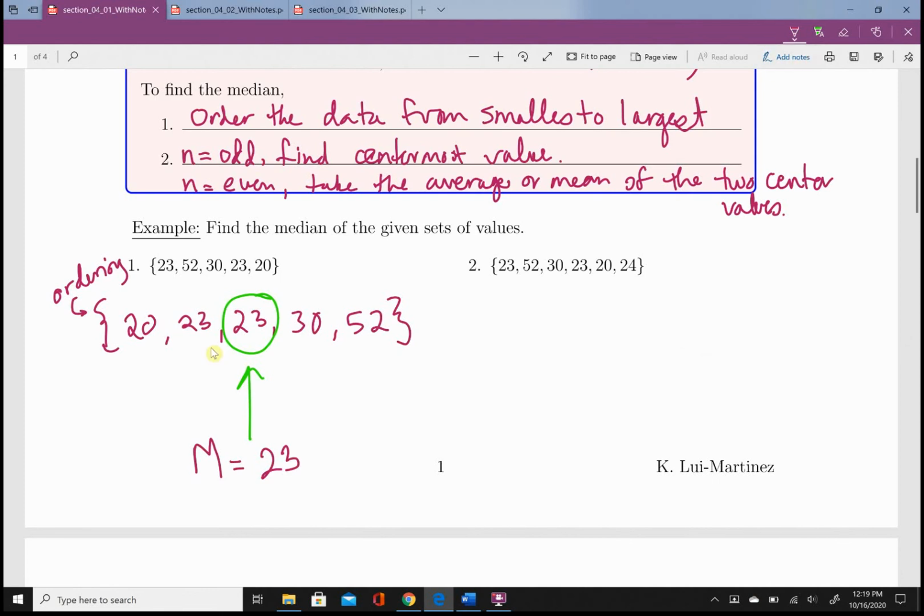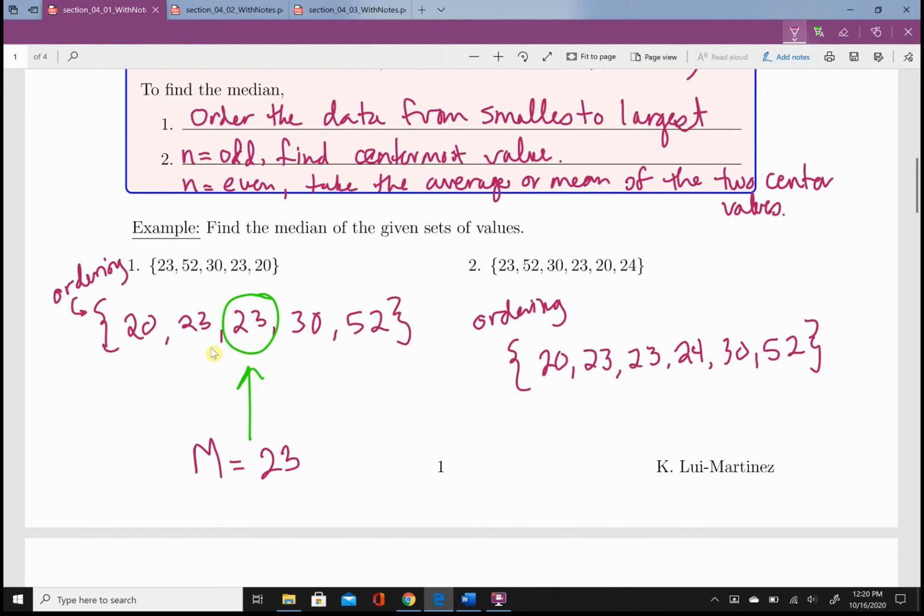Now for number 2, ordering them from smallest to largest, we will have the smallest value appears to again be 20, then there's 2 23s, a 24, a 30, and a 52. So it's basically the same data set, except for there's an extra value of 24 stuck in there, and that makes the entire number of data values an even number. There's 6 of them, right?